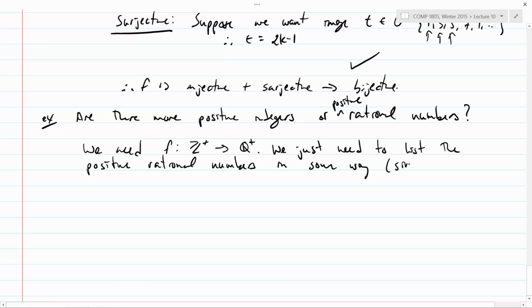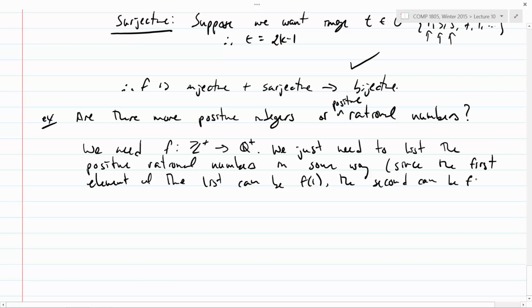And the reason is that the first element of that list can be f(1), the second can be f(2), and so on. So how do you achieve such a listing?